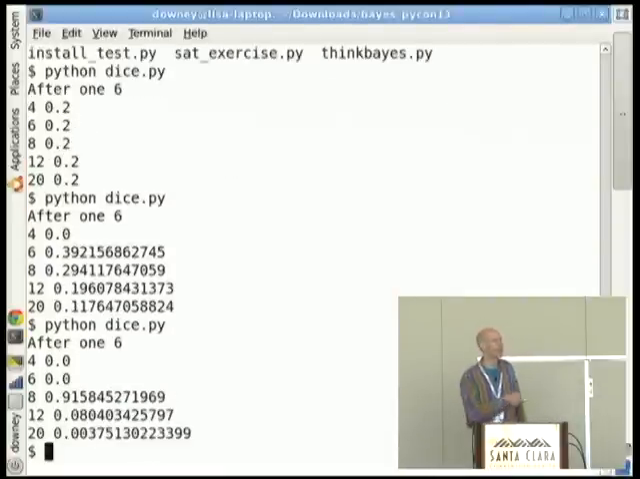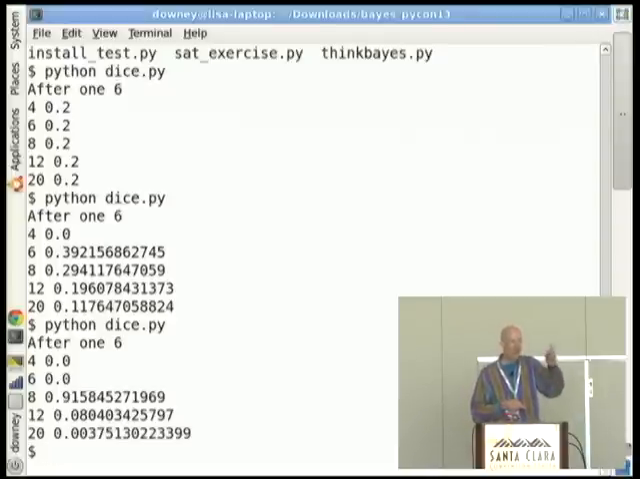So you should get something like this. Again, the four-sided has been eliminated. Six has been eliminated. Eight is now looking very likely. 12 is hanging in there. There's almost a 10% chance that it's the 12-sided die. But 20 is looking quite unlikely, less than a 1% chance that it's actually a 20-sided die. I feel like that's stronger than I would have said.